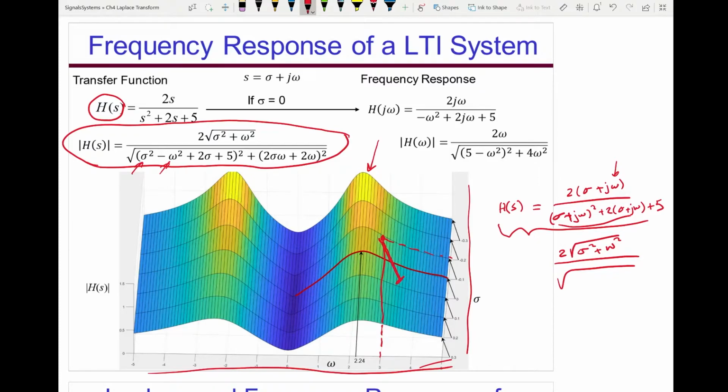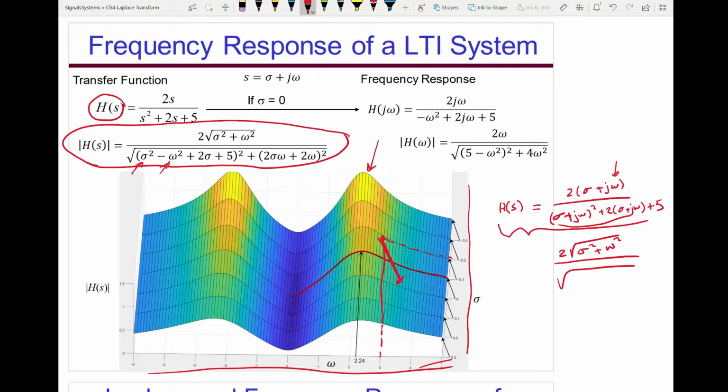Whatever from that plane to the top of this surface, that will tell me how the system will respond to this specific frequency. Now, if I am interested only in the system response to the frequency component that is present in the input, I don't care about the decay rate, so sigma is 0.